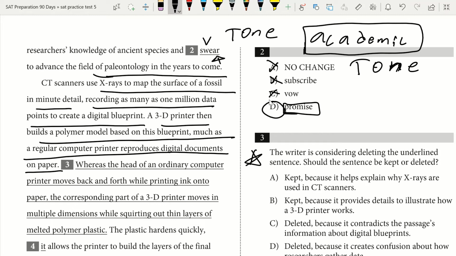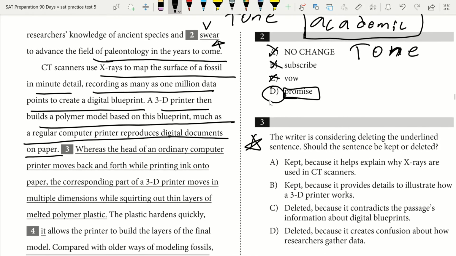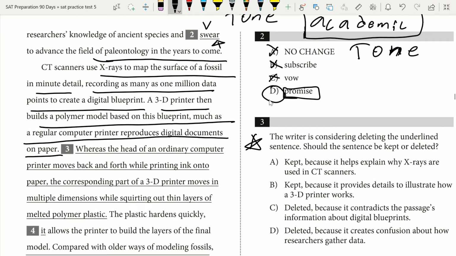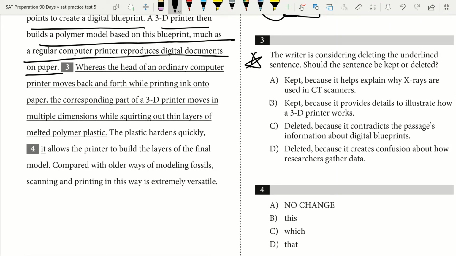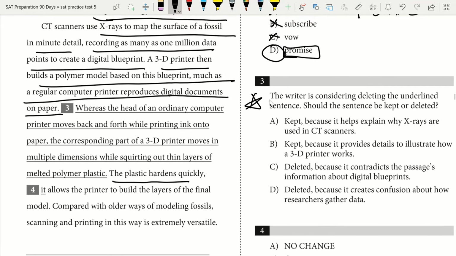Well, one thing I want to note is what came before and then a little bit of what comes after. What came before is a discussion of a 3D printer and a comparison to a regular printer. What comes after is the plastic hardening quickly. So some plastic has to harden quickly, but I didn't really discuss any plastic in the sentence before. I'm probably going to want to include something that talks about plastic that hardens, because up here I have a 3D printer building a polymer model based on the blueprint, much as a regular computer printer reproduces digital documents on paper. I never discussed plastic being wet or soft and needing to harden.